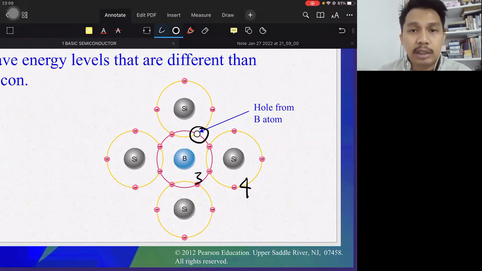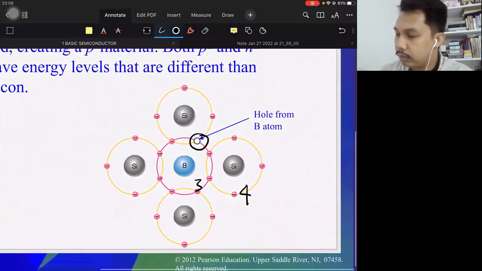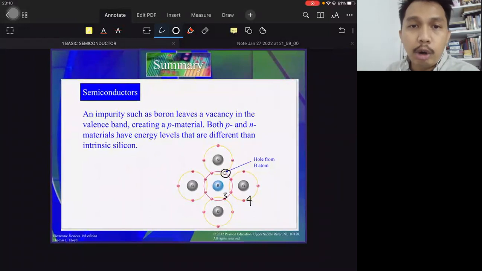Since most of the current carriers are holes, silicon, or even germanium, doped with trivalent atoms is called a p-type semiconductor. The holes are the majority carriers in p-type material, and although the majority of current carriers in p-type material are holes, there are also a few conduction band electrons that are created when electron-hole pairs are thermally generated. These conduction band electrons are not produced by the addition of trivalent impurity atoms, and conduction band electrons in p-type material are the minority carriers.